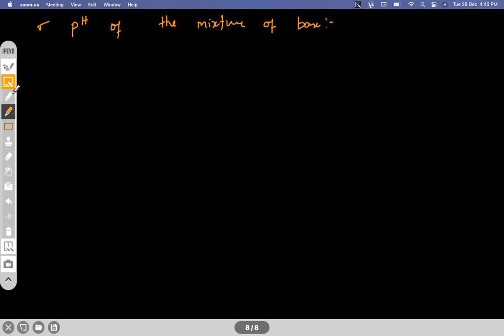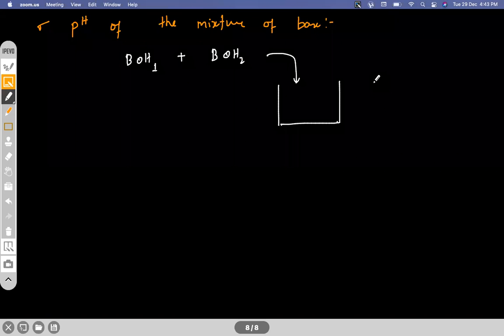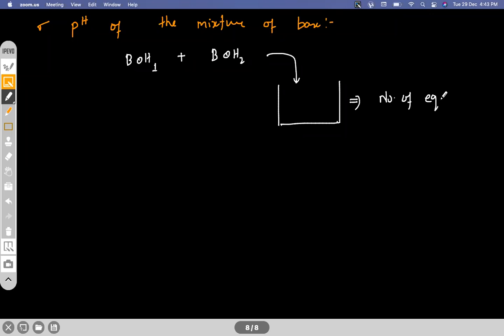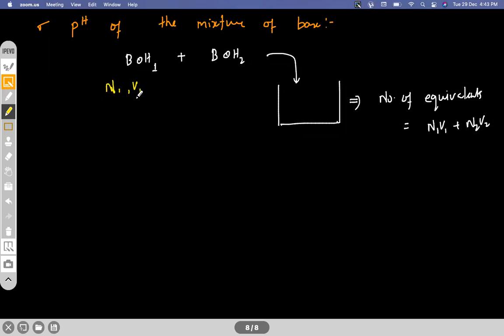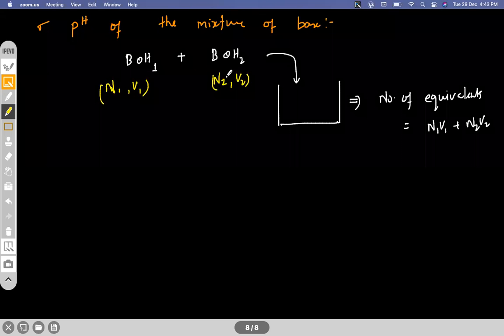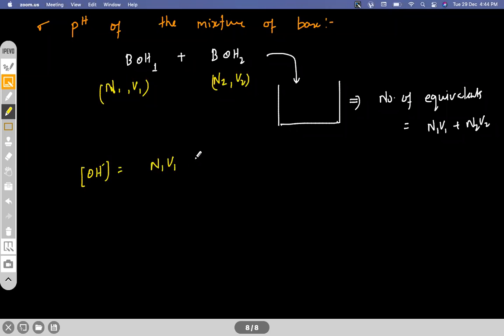pH of the mixture of base, again, is very simple. Suppose we have two bases, BOH1 and BOH2. If you are mixing the two bases, then obviously we'll get the concentration of OH minus here. In this case, we'll have the total number of equivalents equal to N1 V1 plus N2 V2, assuming the normality and volume of base 1 is N1 V1 and this is N2 V2. So the OH minus concentration would be N1 V1 plus N2 V2 divided by V1 plus V2.